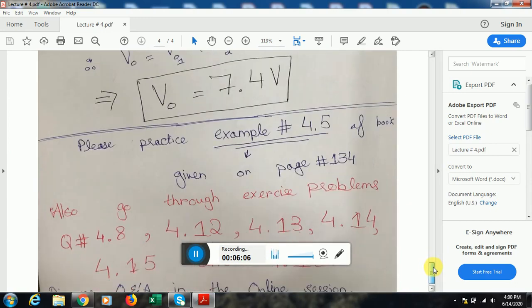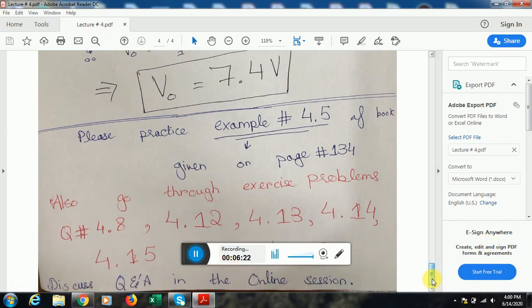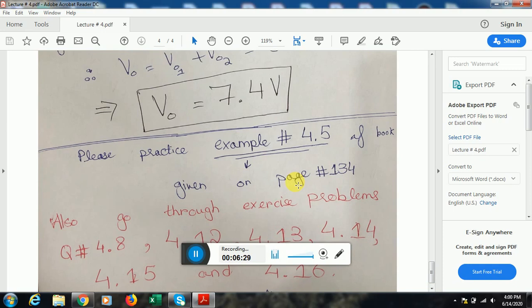I would recommend you to please go through example 4.5, which is very simple, and I left it for you to attempt. In case you have any problems, we'll discuss that in our online session. Please also go through the exercise problems that I have mentioned over here, 4.8, 4.12, 4.13, 4.14, 4.15. And in case you find any problems in solving them, please do ask me in the question answer session regarding this lecture. I wish you best of luck.